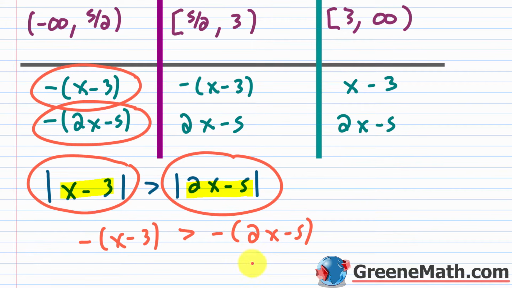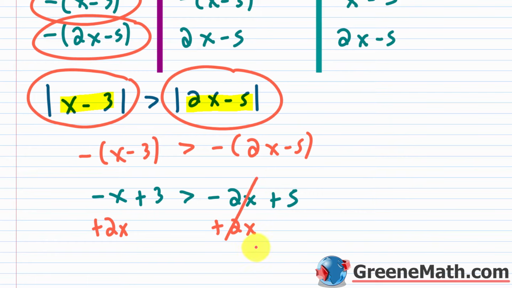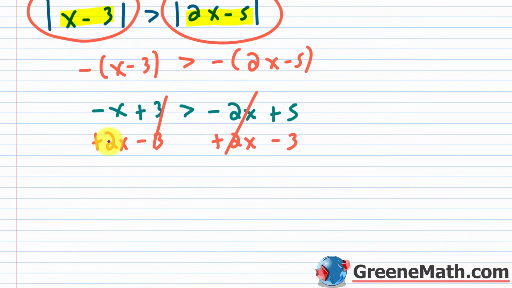So let's come down here. We'll go back up in a minute. So just distributing the negative, this is negative x and then plus 3. This is greater than. This is negative 2x and this is plus 5. What I'm going to do first is add 2x to both sides of our inequality here. This is going to cancel. And then I'm going to subtract 3 away from each side of the inequality here. This is going to cancel. So negative x plus 2x is going to be x, and this is greater than 5 minus 3 is going to be 2. So here we have that x is greater than 2.